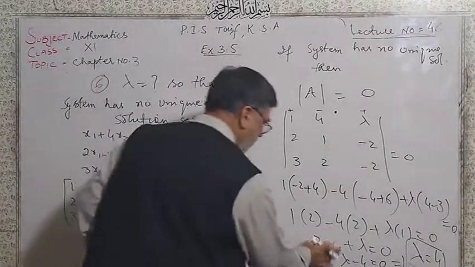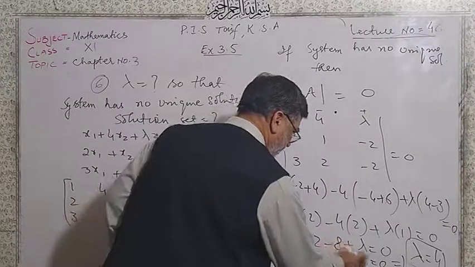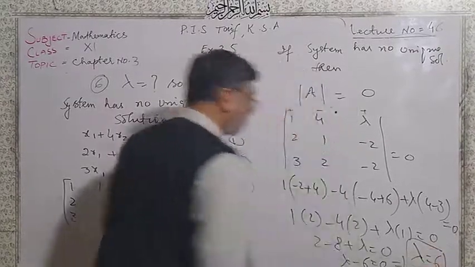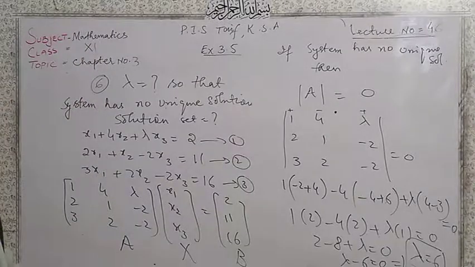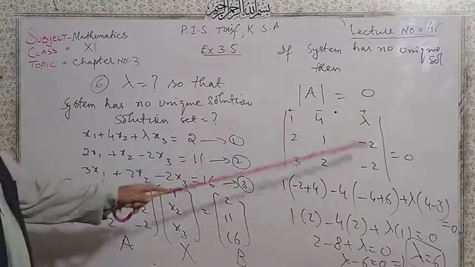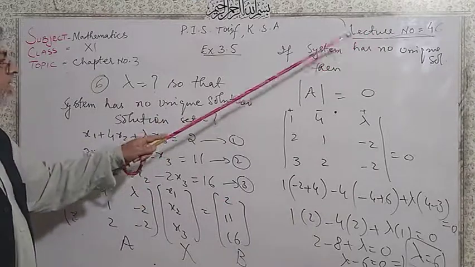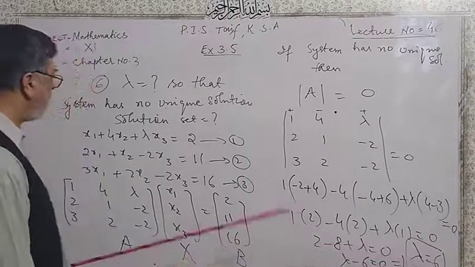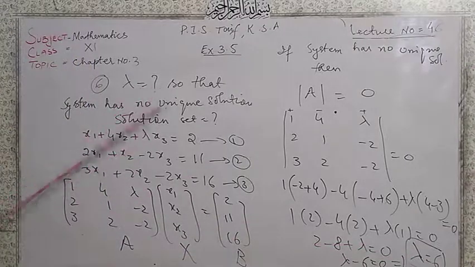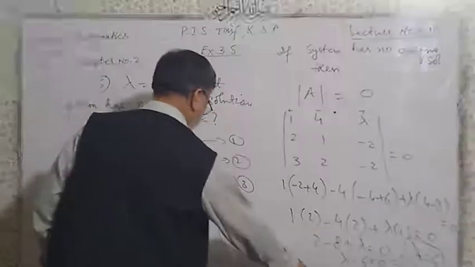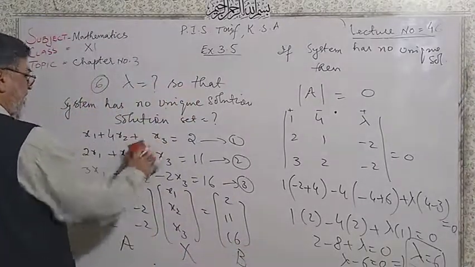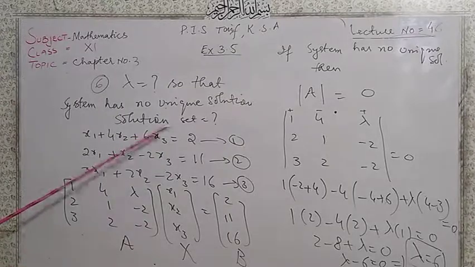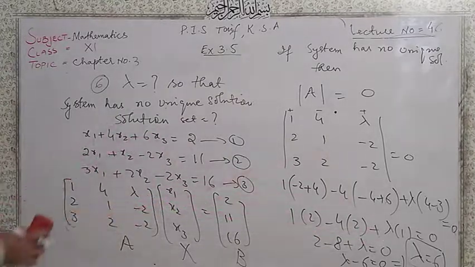Oh no, this is 8. Sorry. This is 8. Definitely minus 6 and that is equal to 6. So we have the determinant equal to 0 by using this formula, and after that we got this lambda is equal to 6. Now we will put the value of lambda here and then we will solve exactly according to that rule. So instead of lambda, we have used here 6.